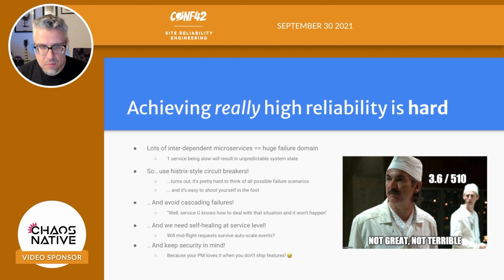At the same time, we also want some sort of self-healing at the service level, meaning that just because we have autoscale in place, what happens to a request which was mid-flight in the middle of the autoscale event? Does it just get dropped? And are we okay with the 0.2% failure rate that we're having because of a deployment or something like that? That by itself is already hard to achieve. And at the same time, you need to keep security in mind. And as we all know, PMs just absolutely love it when you are spending time not shipping features and just working on something that may seem to them kind of useless. So, point being that getting to that next level afterwards is really hard.